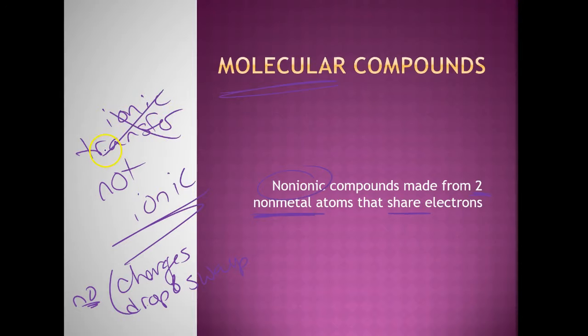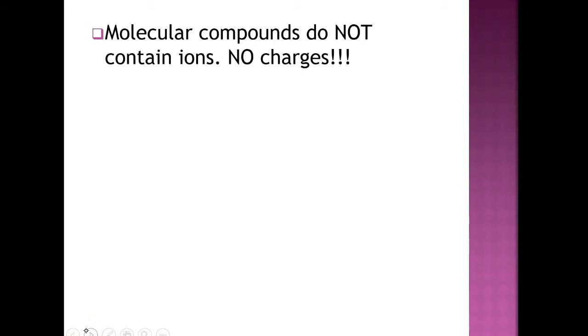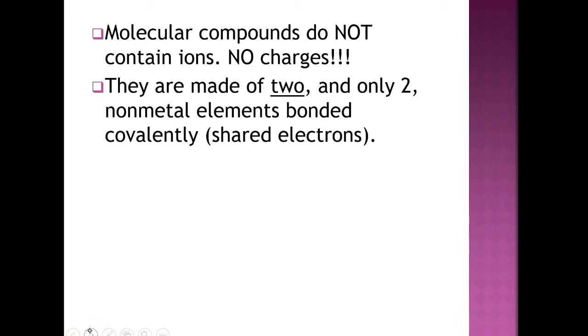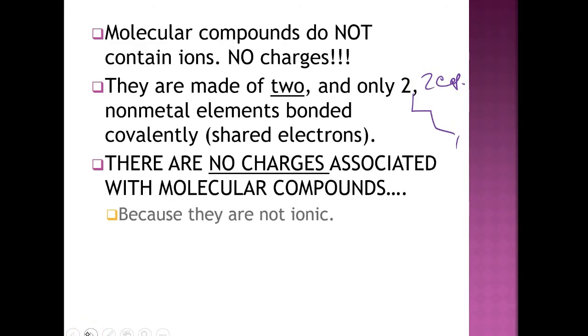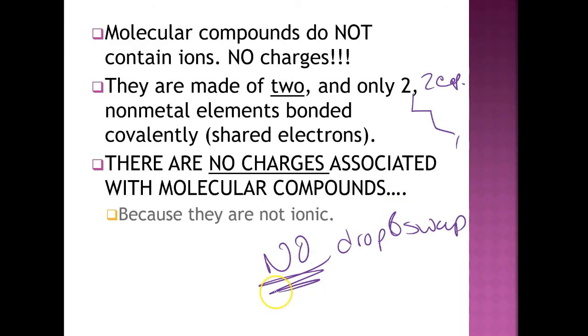Okay, so these are not ionic. They do not contain ions. I'm emphasizing again, no charges. You do not even look for the charges. They are made of two and only two non-metal atoms. Remember where the staircase is. That's how you tell them apart. You're looking for two capital letters only. And they share the electrons. They don't transfer them. There are no charges. You're not looking up the pluses and minuses. You are not going to drop and swap. No dropping and swapping. Okay, these are actually very, very simple.